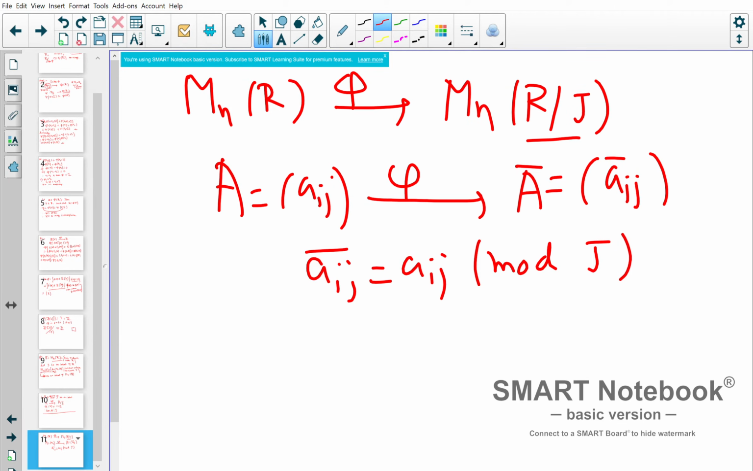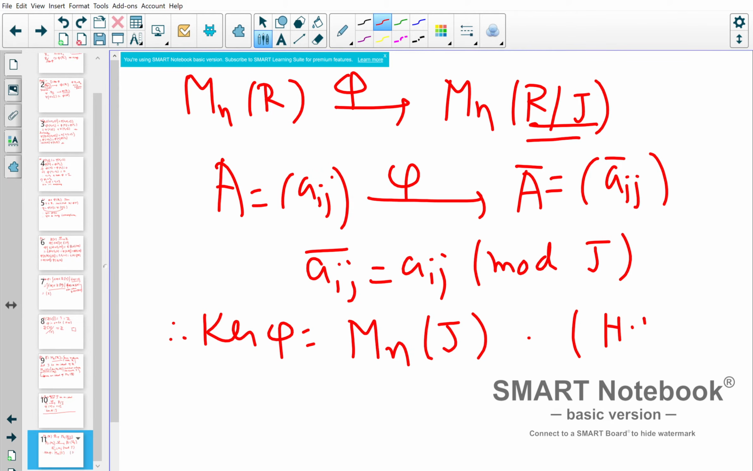So understood. Elements of R mod J are nothing but modulo elements, right? Something modulo J. So you can take Ij inside to this. Now this is a natural ring homomorphism, and now you find out what the kernel is. The kernel of this is nothing but exactly what I just discussed. This is nothing but MnJ. Okay, you can do it as homework.